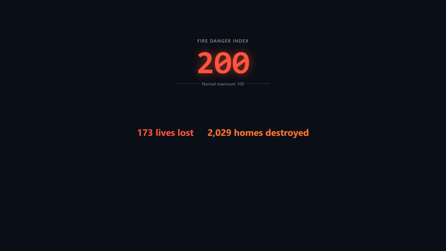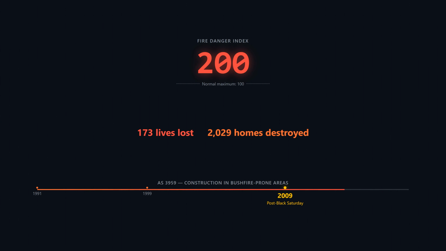February 7, 2009. The fire danger index hit 200, double the scale's supposed maximum. 173 people died. 2,000 homes were gone, and most of those buildings had zero bushfire construction requirements. That disaster rewrote Australian building law.